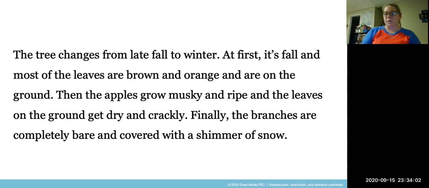Okay, so I know that when I'm reading a paragraph, the first place I should look to see what the paragraph is going to be about is the first sentence. And the first sentence says, the tree changes from late fall to winter. So that makes me think this paragraph is going to be talking about how the tree changes from the fall through to the winter. So let's see what Miss Sabella has to say.